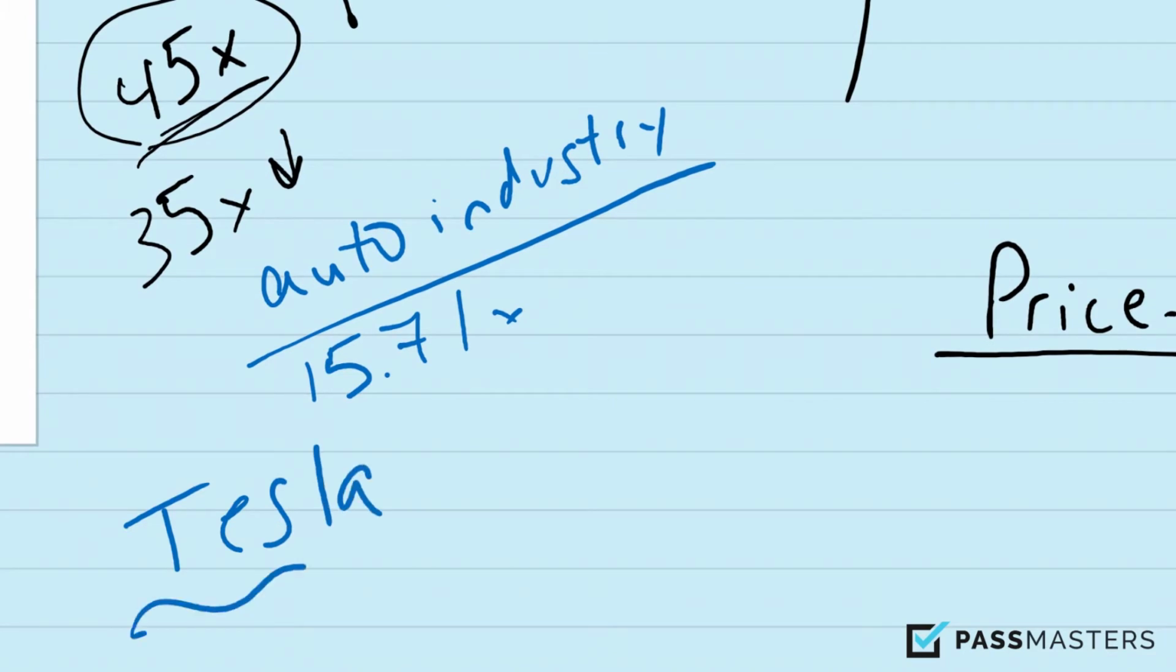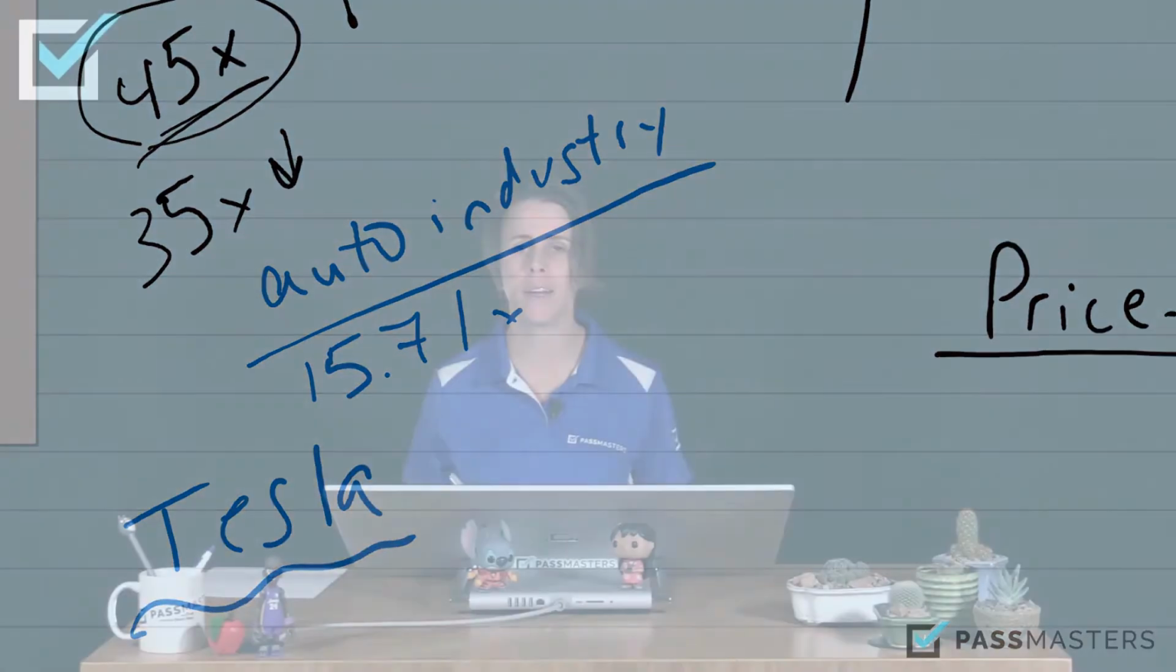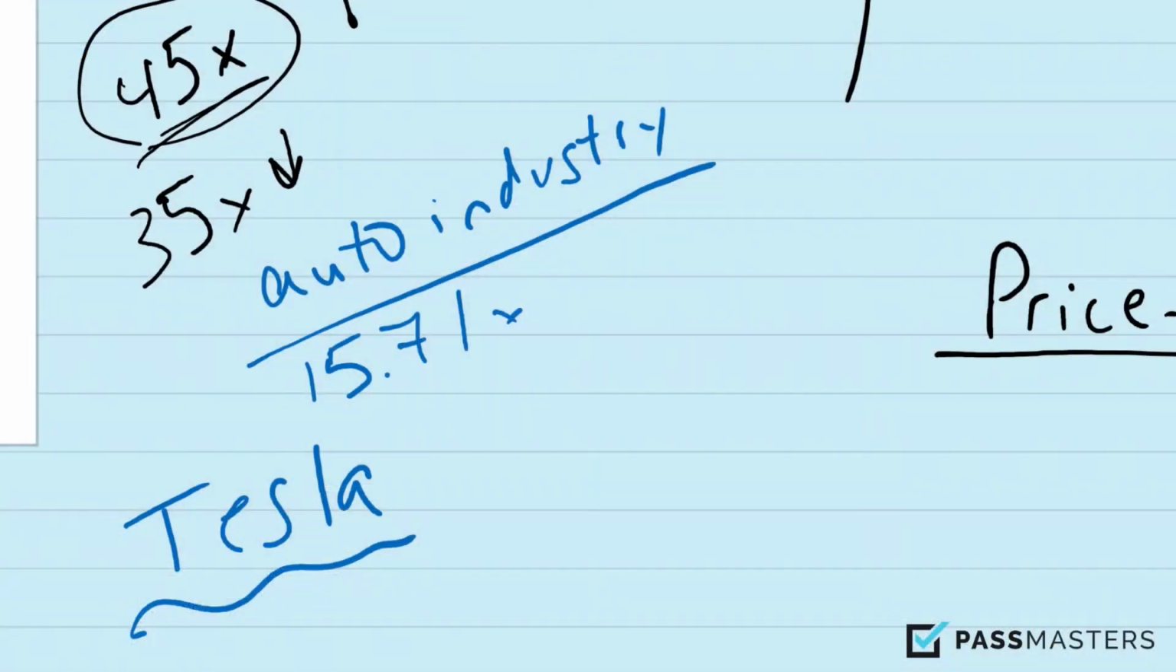Tesla, what do you think? Do you think they're going to be in the blue chip category or in the growth category? Definitely in the growth. Their price-earnings ratio is 129.12 times earnings per share. So overpriced relative to the auto industry? Sure, definitely. Doesn't mean it's not a super popular stock.